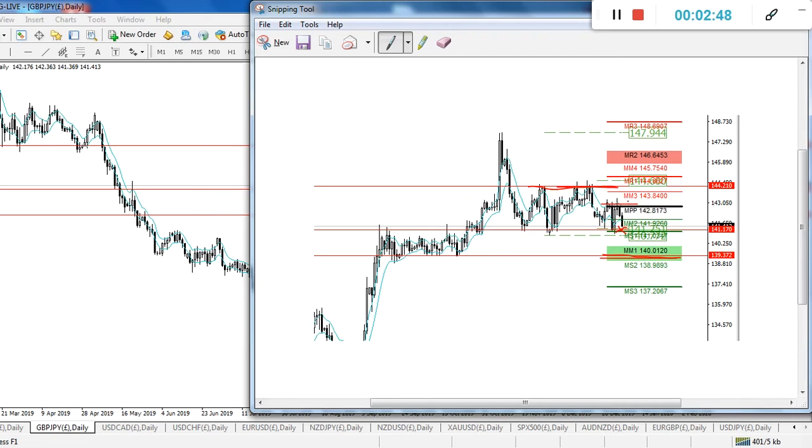So 144.20, so it's still around a 100 to 200 pips target, which is still good. But once it breaks either this high up here or these lows, then you can ride it.